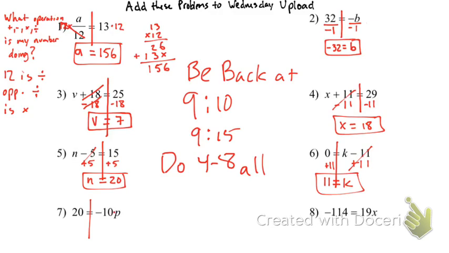So get used to saying negative 10 times p, because it's a lot easier to solve when you understand that this is multiplication. So we have multiplication. The opposite of multiplication is division. So I'm going to get rid of the negative 10 by dividing negative 10 to both sides. Negative 10's cancel out. I'm left with p. 20 divided by negative 10 is negative 2.